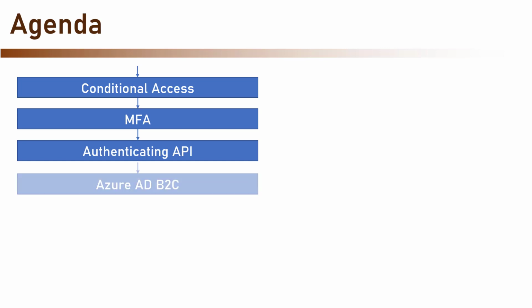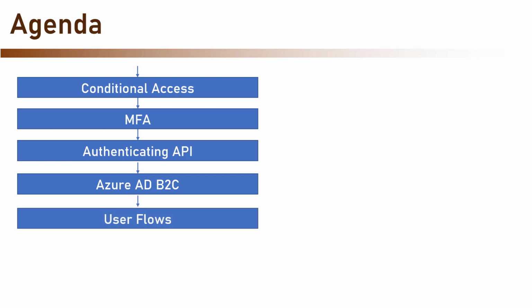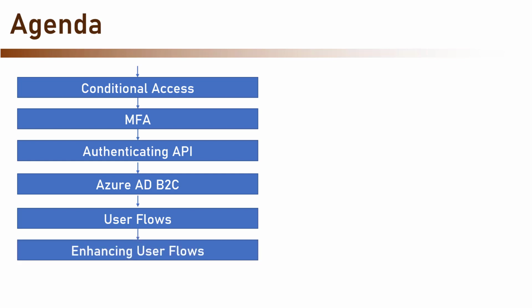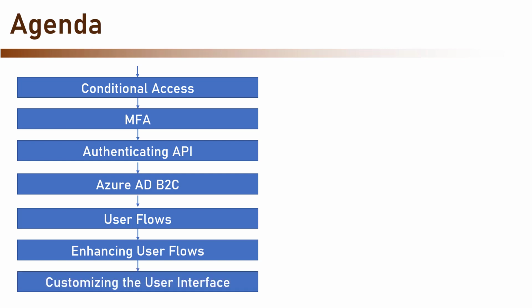And next we are going to talk about Azure AD B2C. And as part of this discussion, we are going to talk about user flows, which is perhaps the most important building block of authentication in Azure AD B2C. And after learning about them and implementing one, we are going to learn how to enhance user flow and make it more secure and flexible. After that, we are going to learn how to customize the user interface of the user flow, which is a very important aspect of the Azure AD B2C and is much more advanced than what is possible in Azure AD.